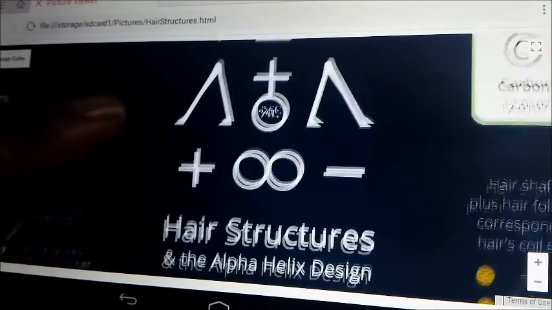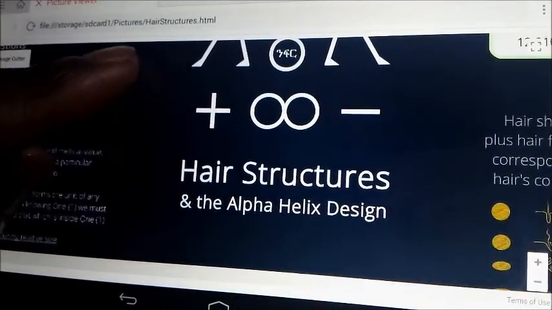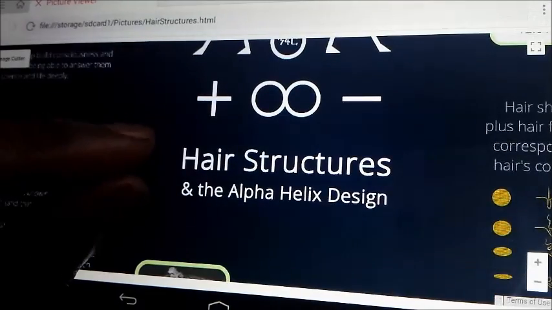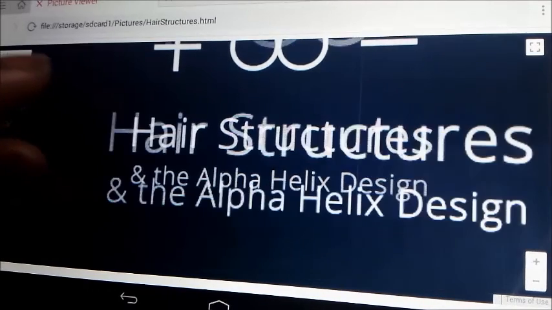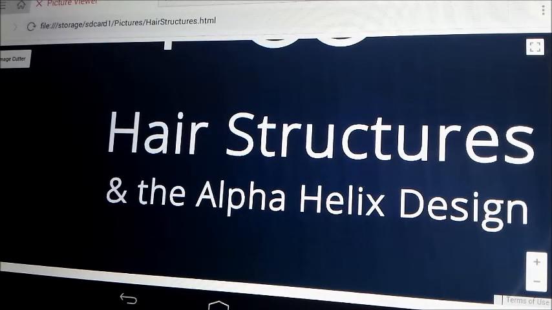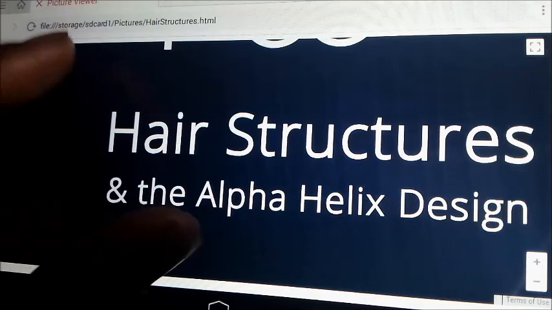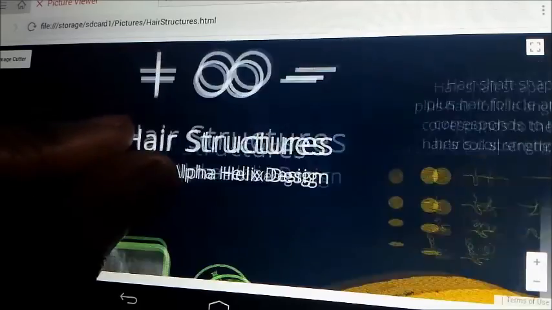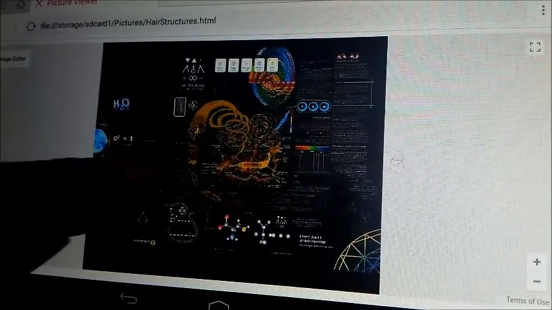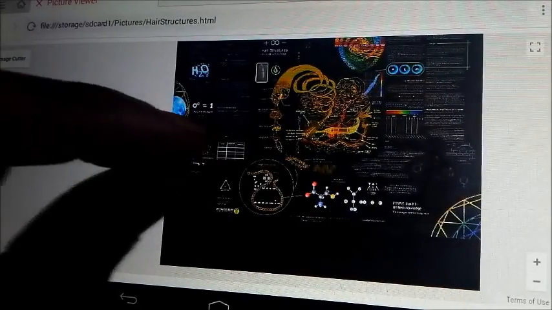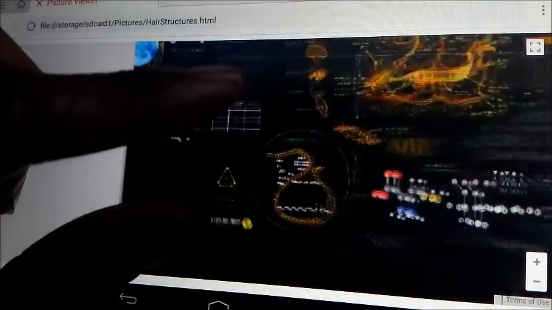When I show this poster, people tend to ask, what can they do to make their hair grow? Or will it help them with X, Y, and Z conditions to do with their hair? This poster is the beginning of the conversation. So before you can know what to do with your hair, you have to know what your hair is. So, hair structures and the alpha helix design.